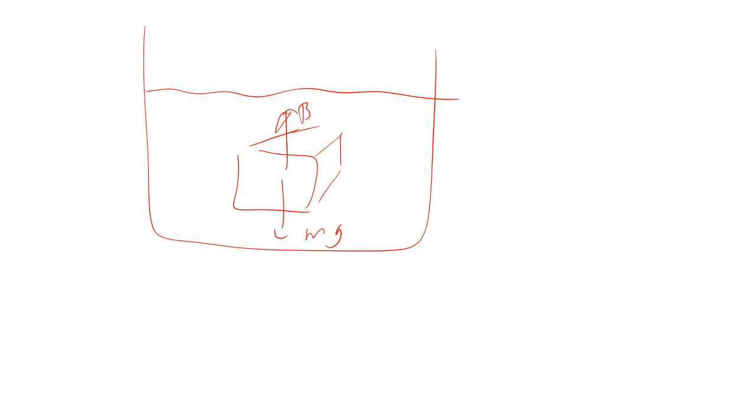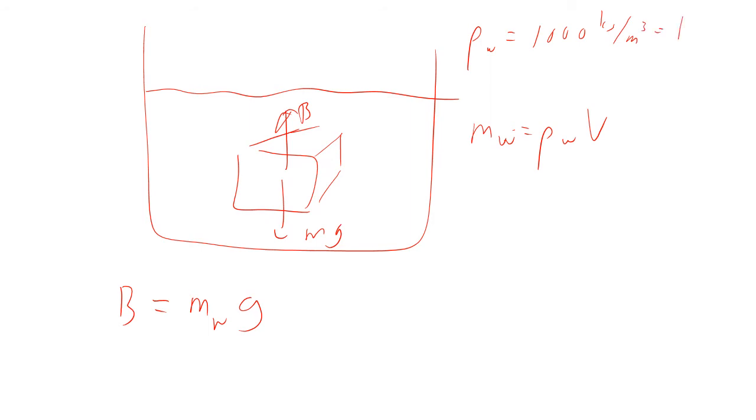So what's the buoyancy force? The buoyancy force is going to be equal to the mass of displaced water times g. Well, what's the displaced water? Displaced water is going to be the density of water times the volume of the object. Well, what's the density of water? That's 1,000 kilograms per cubic meter, or 1 gram per cubic centimeter.